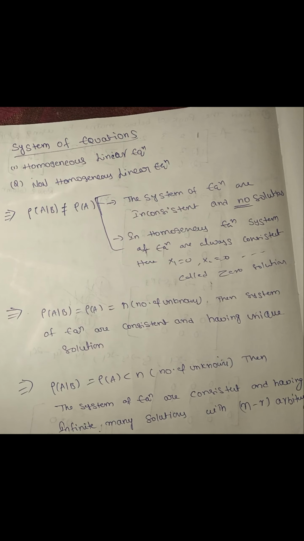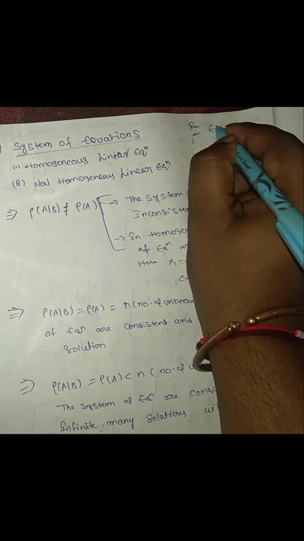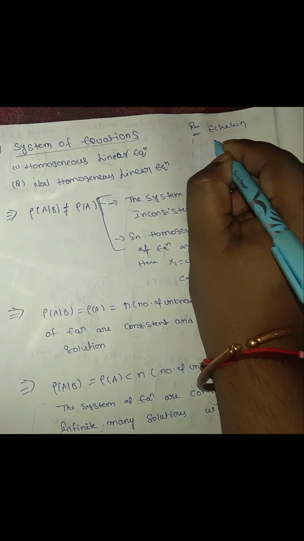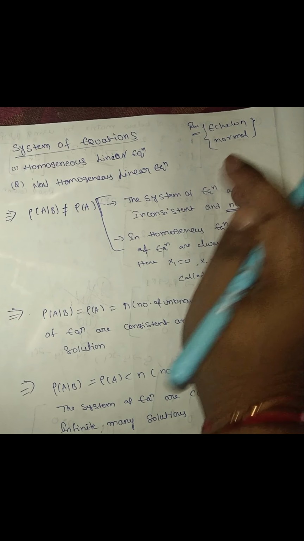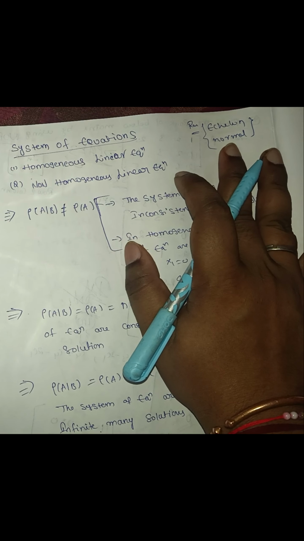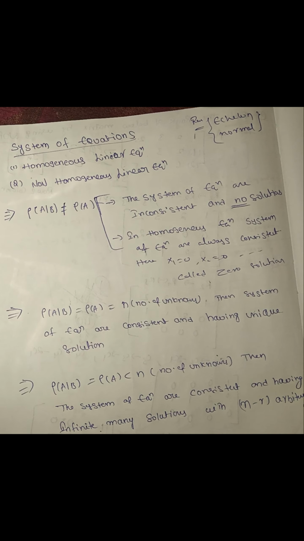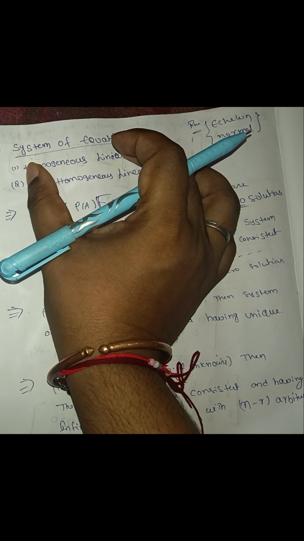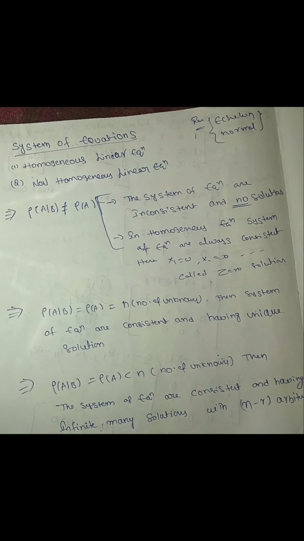Okay. In our previous videos, we saw how to find the rank of a matrix by using echelon form and normal form. For each concept I made two videos. Now I'm going to tell you the concept of system of equations. This is a very important concept and the easiest concept.